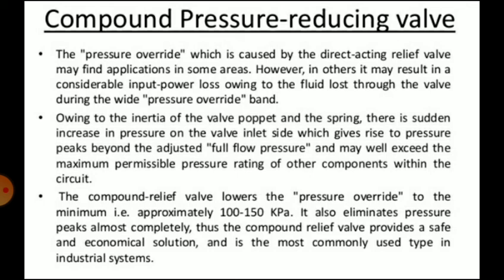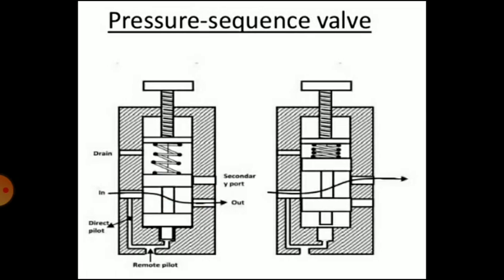The pilot operated relief valve lowers the pressure override to the minimum, approximately 100 to 150 kPa. It also eliminates the pressure peaks almost completely. Thus, the compound relief valve provides a safe and economical solution and is the most commonly used type in industrial systems. Then next is the pressure sequence valve.